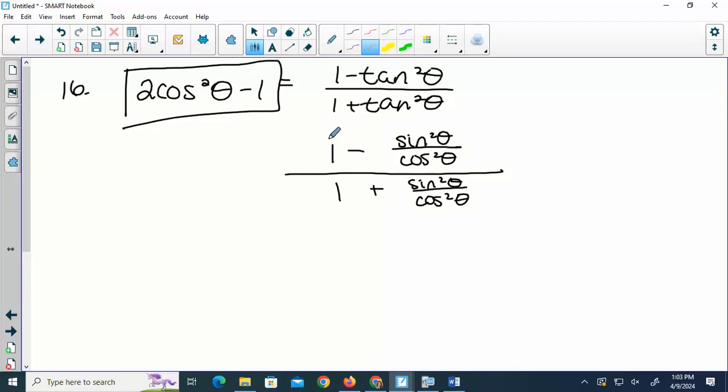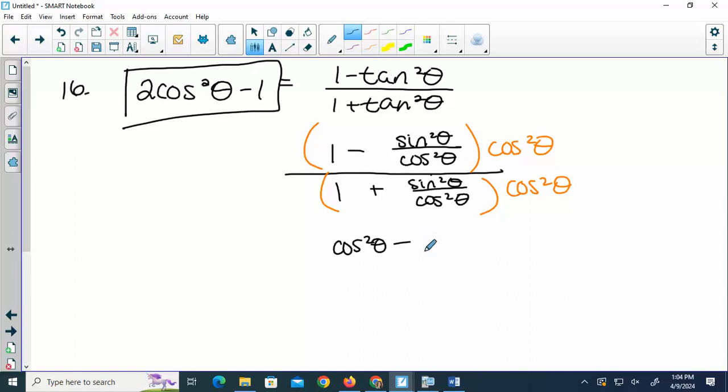What's the fastest way to get rid of it? Multiply all by cosine. So 1 times cosine squared theta is cosine squared theta. Sine squared over cosine squared times cosine squared is sine squared. On the bottom, 1 times cosine squared is cosine squared, plus sine squared over cosine squared times cosine squared is just sine squared.